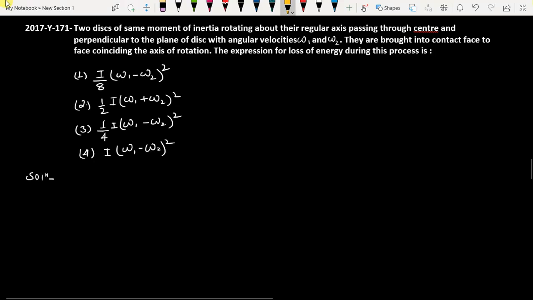This question is from NEET 2017 paper code Y, question number 171. Two disks of same moment of inertia rotating about their regular axis passing through center and perpendicular to plane of disk with angular velocities omega 1 and omega 2. They are brought into contact face to face, coinciding their axis of rotation. The expression for loss of energy during this process is.